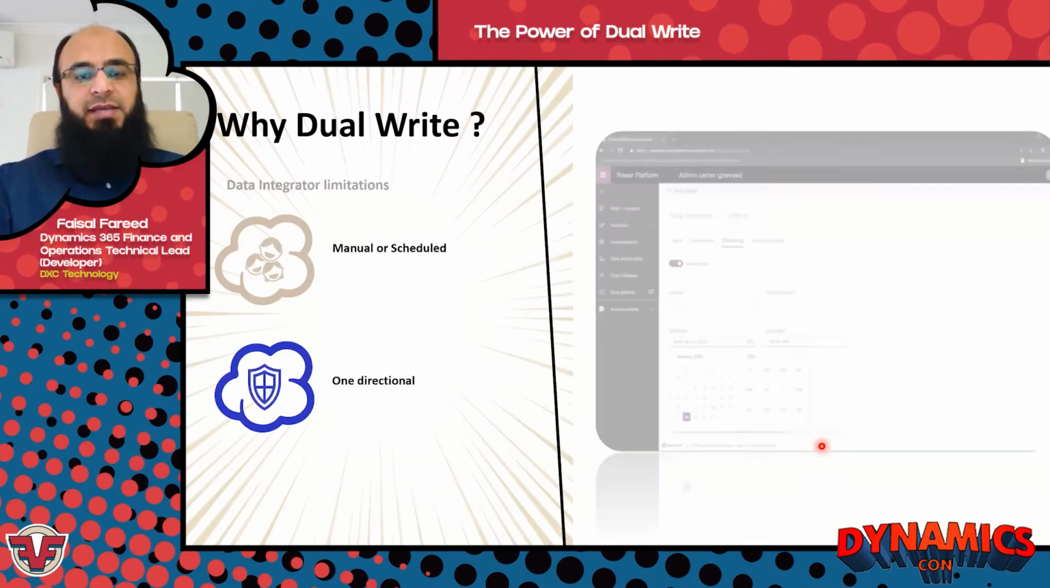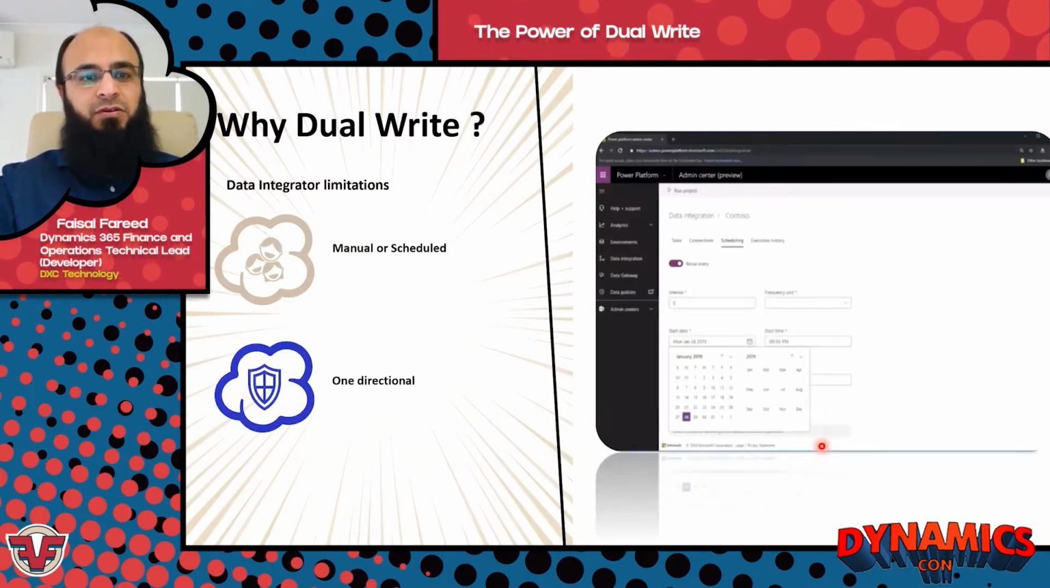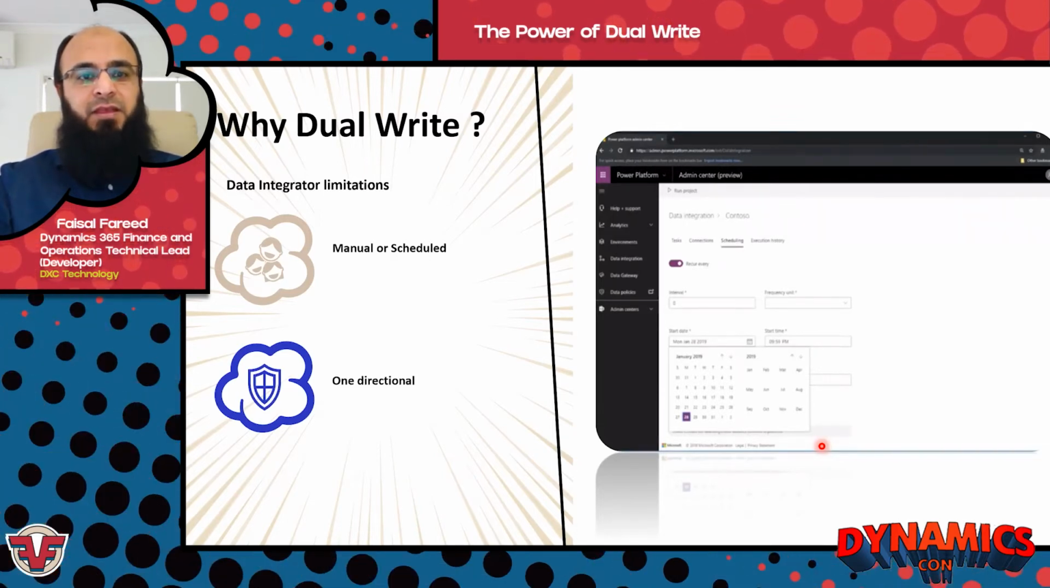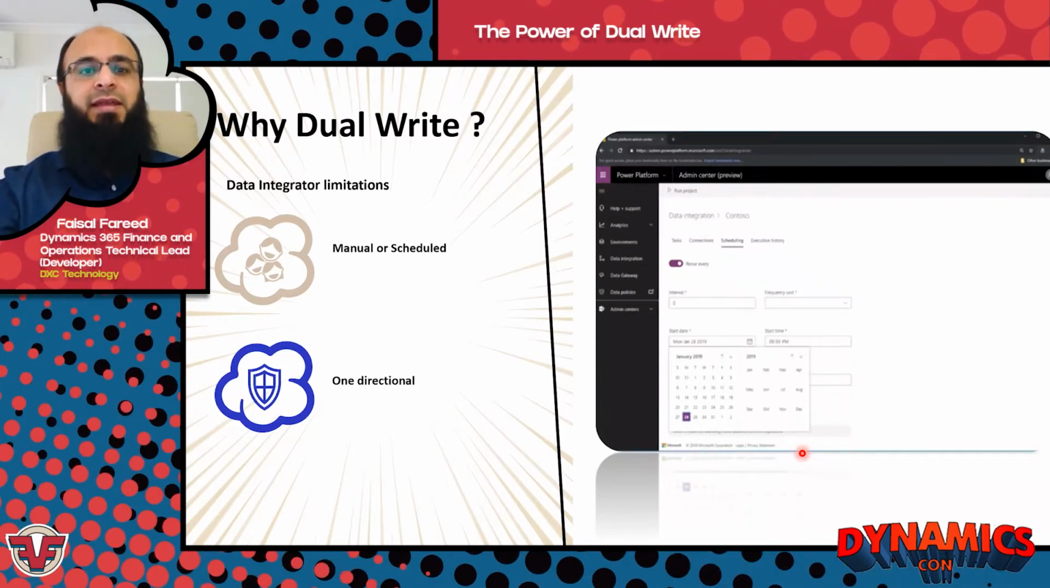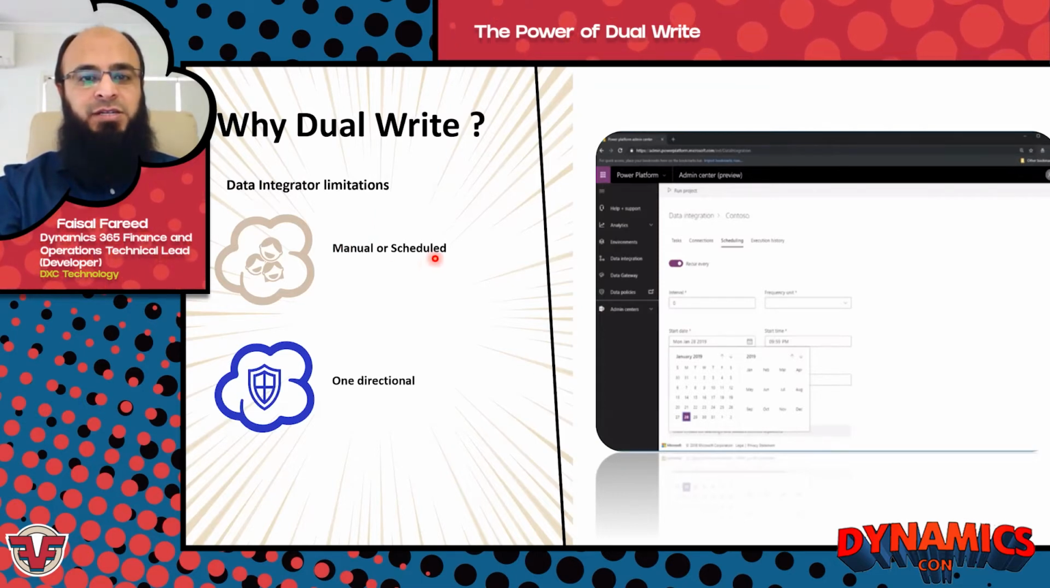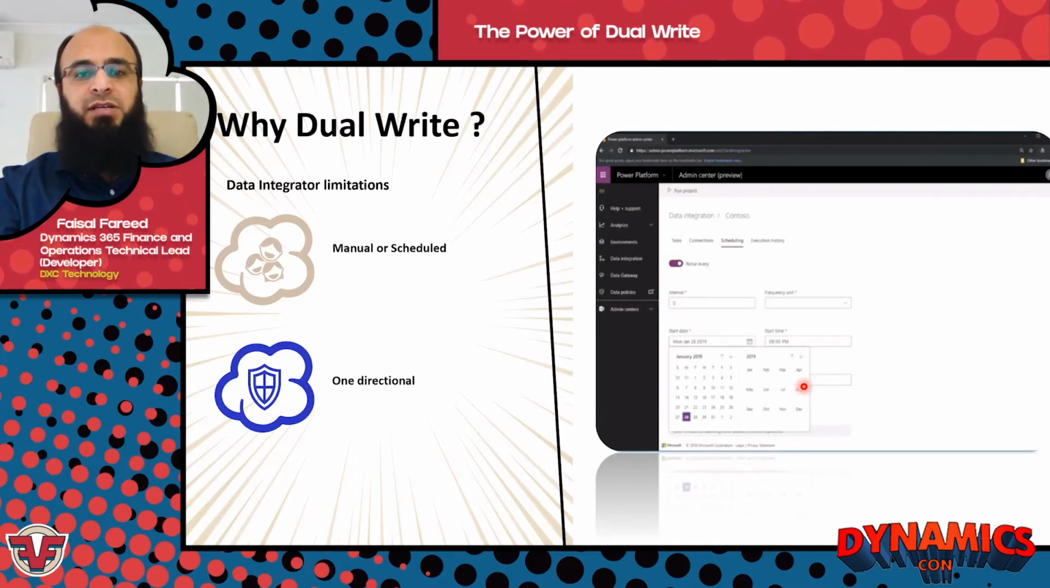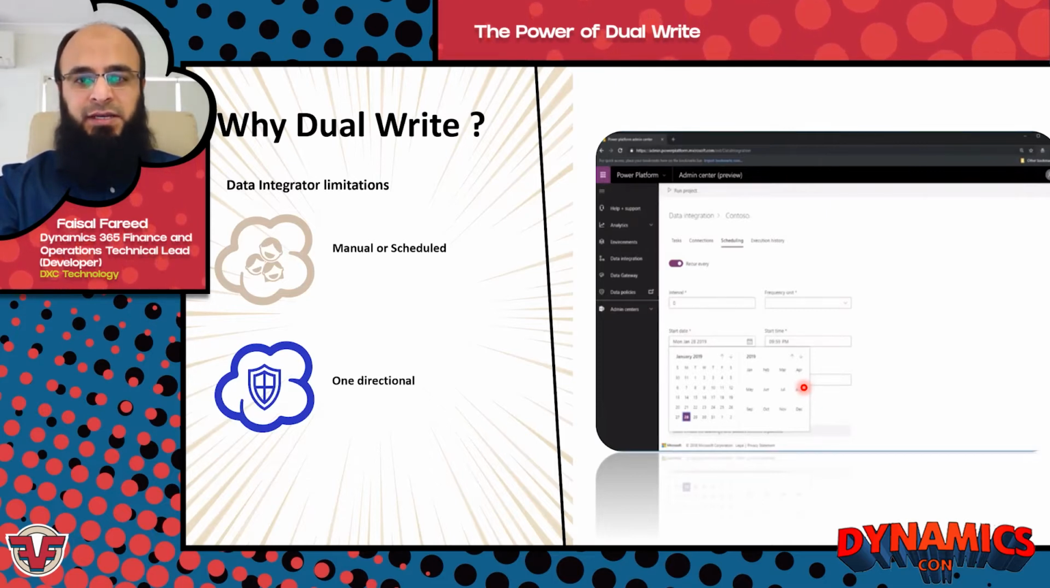Why do we need dual write? The second part of my agenda was why we need dual write. To start with, as we have seen in many steps on my previous slide, Data Integrator is manual and schedule-based. So you have to perform all your steps manually, and once you are done, you can schedule it. As you can see on the right side of the picture here, you can only schedule it. It is not real time. It is not like you create a record in Finance and Operations and it goes directly into CDS. It actually takes a few seconds, a few minutes. It depends on the frequency you have set up here.